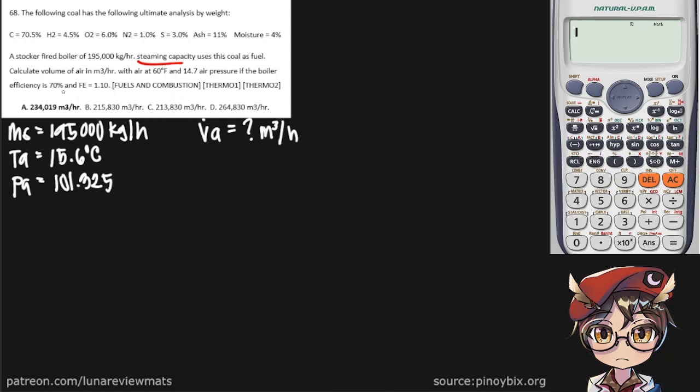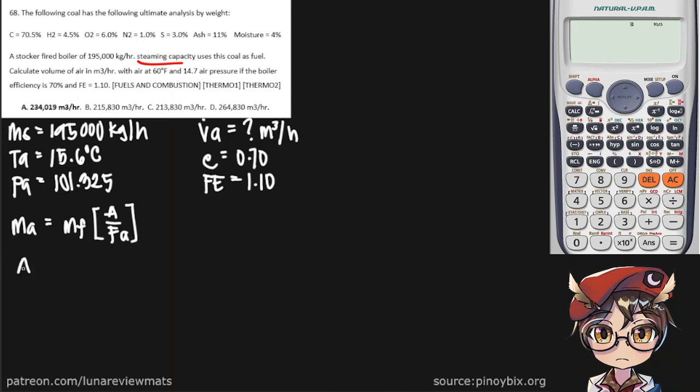If the boiler efficiency is 70%, that is our E, and a factor of evaporation of 1.1. Okay, so how do we do this? From what we have, we can try to find the mass flow rate of air, if we know the mass flow rate of the fuel, as well as the actual air-fuel ratio. So, the mass flow rate of air is equal to the mass flow rate of fuel times the actual air-fuel ratio.